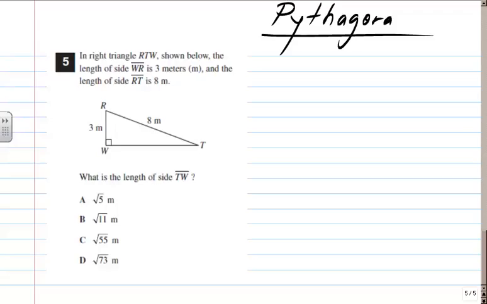In the right triangle RTW shown below, the length of side WR is 3 meters and the length of side RT is 8 meters. What is the length of side TW? Okay, and you have 4 options.